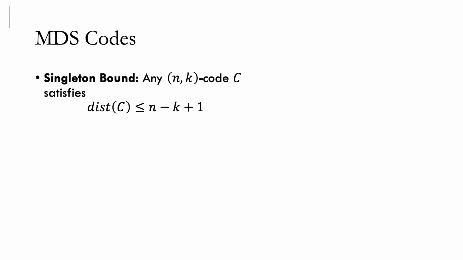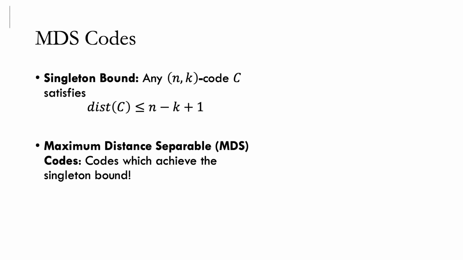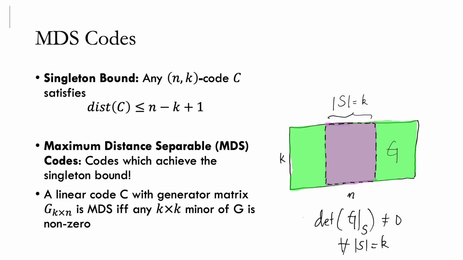Now, every code, linear or not, satisfies what's known as the Singleton bound, that the distance of the code is at most n minus k plus 1. There are a class of codes which achieve this bound, which are known as maximum distance separable codes. For our purposes, we can think of a maximum distance separable code as one in which every k by k submatrix of the generator matrix has full rank, or has non-zero determinant. We'll come back to this later.